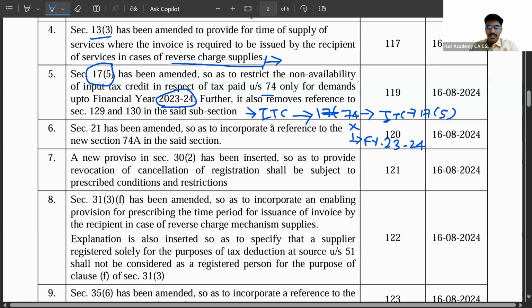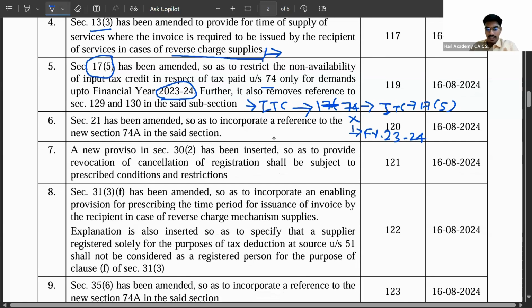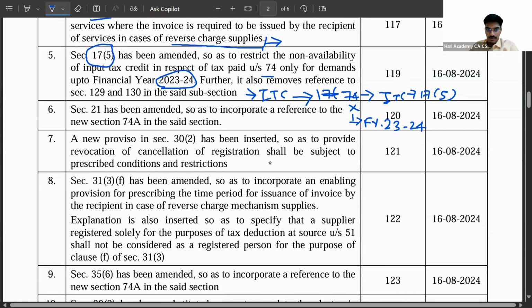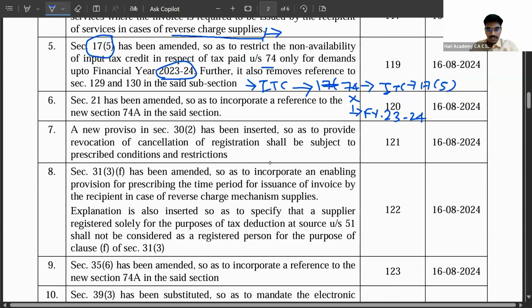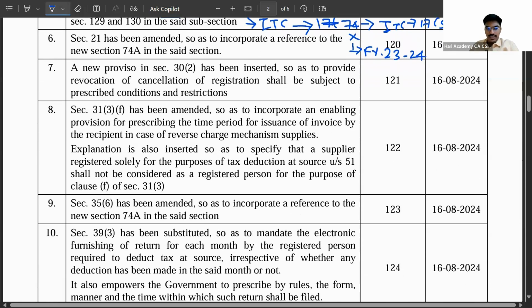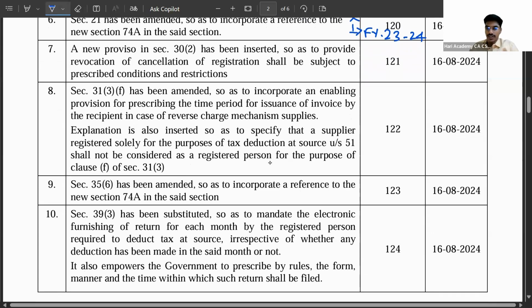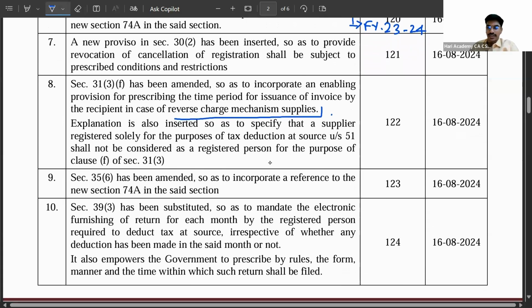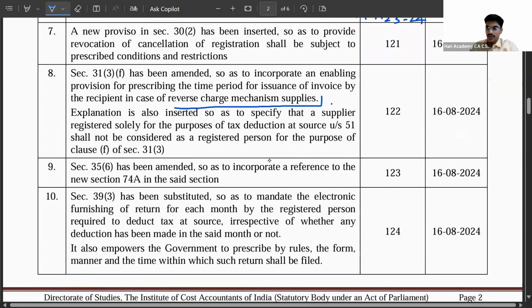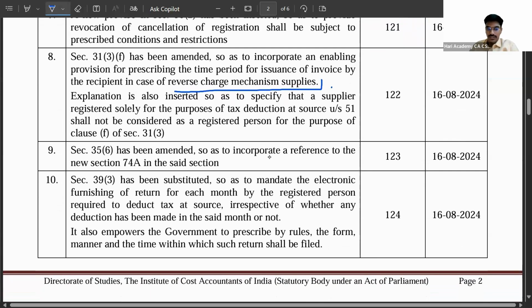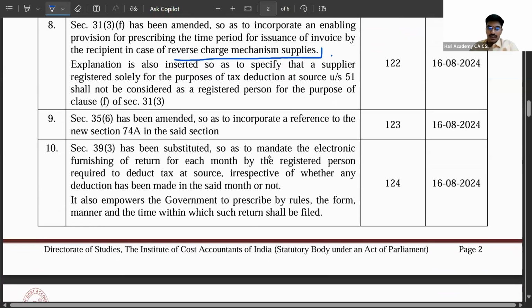Next is section 21, which deals with registration. Here also the reference to section 74A has been removed. Section 32 is a procedural amendment. Next is section 31(3)(f). So here, as I've said, in case of a recipient who has to raise the invoice under RCM basis, a time limit has been given, and there is also an enabling provision now in section 31(3) for him to raise the invoice. Okay. Again, section 35(6), they have just removed the reference to section 74A.